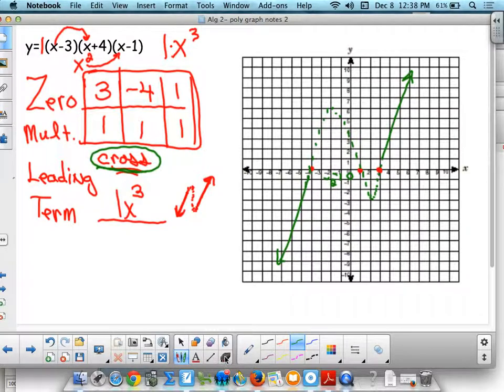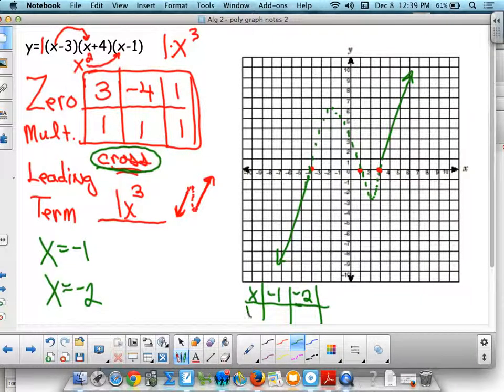Okay, so we're going to try 2 of them. We're going to let x be -1, and let x be -2. Do you guys see the table I gave you on the bottom? Put these numbers in. -1, -2. So when x is -1, what's y? When x is -2, what's y?